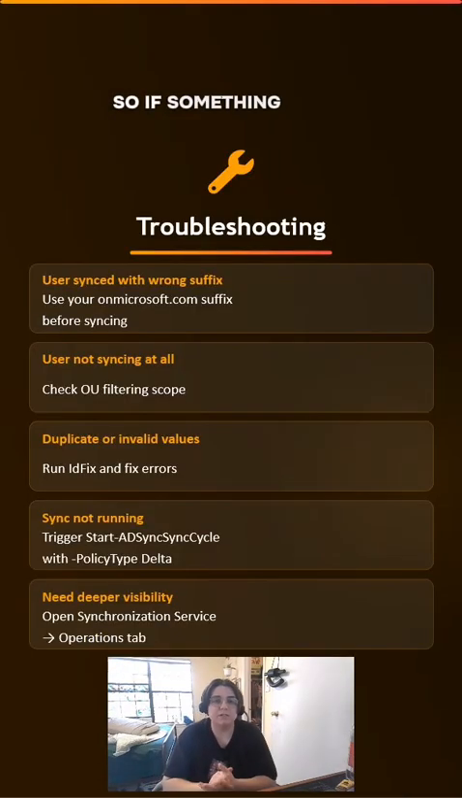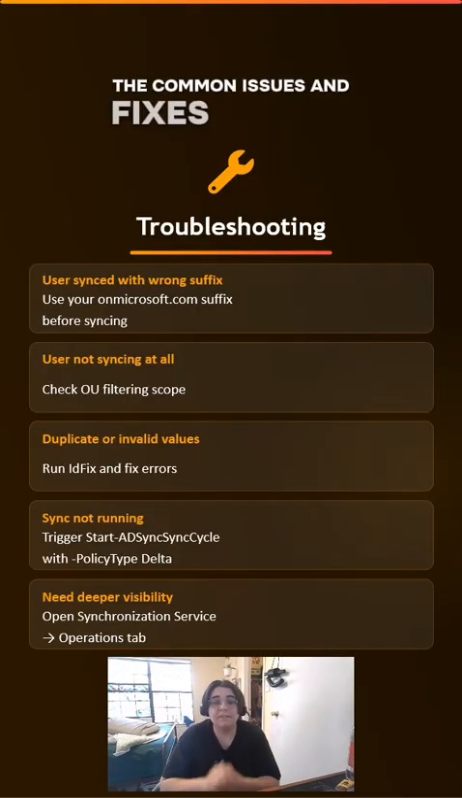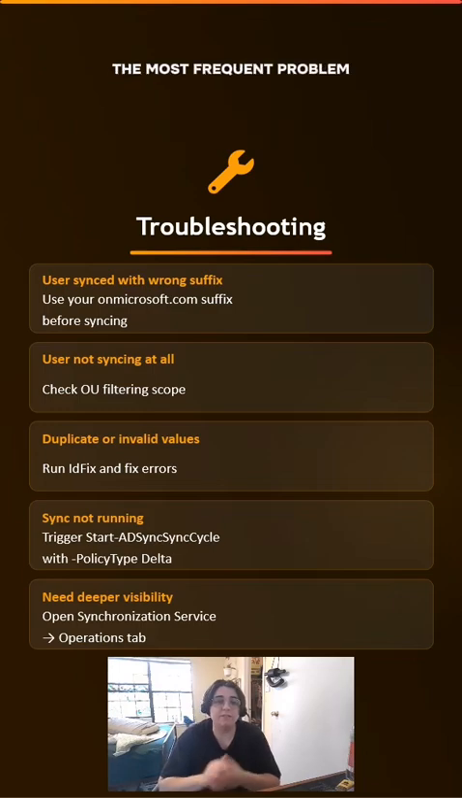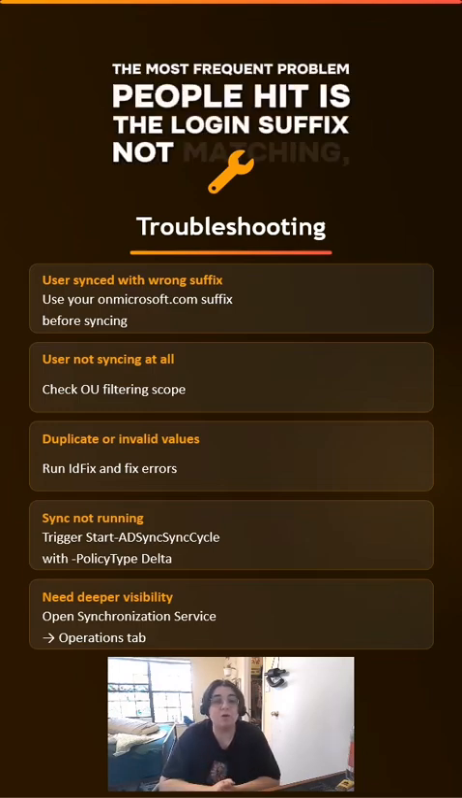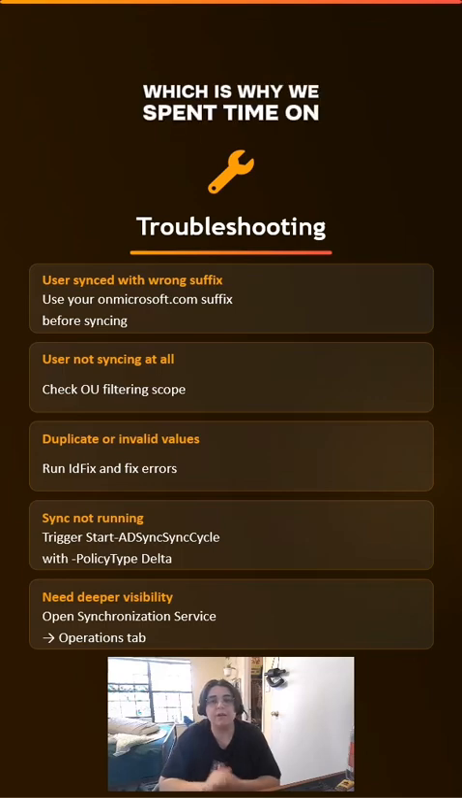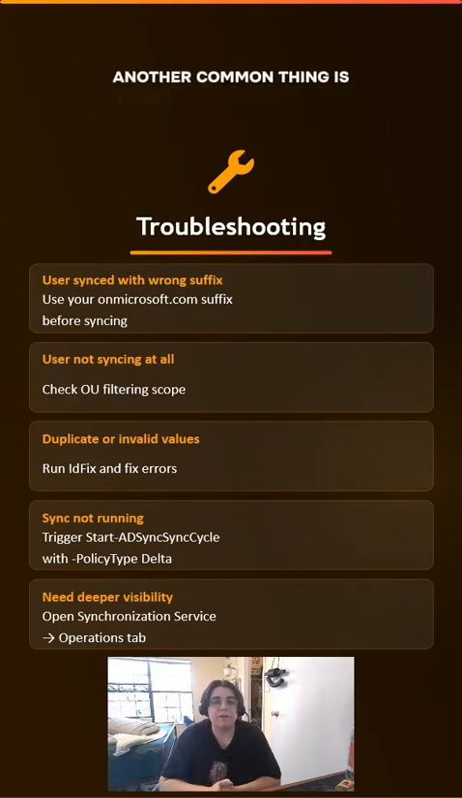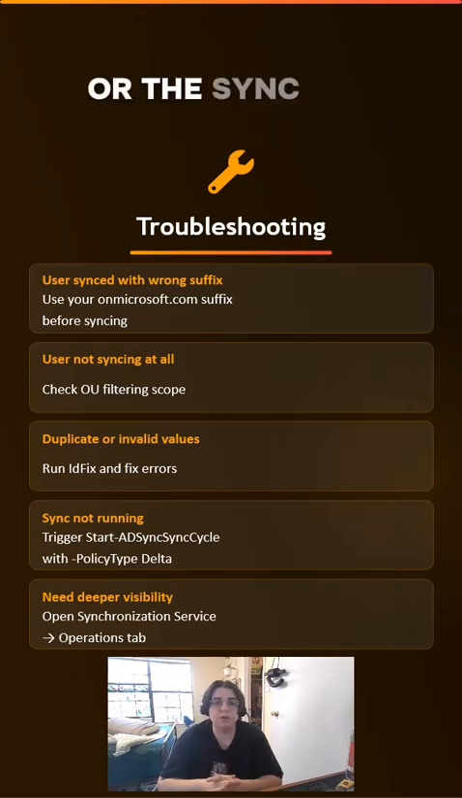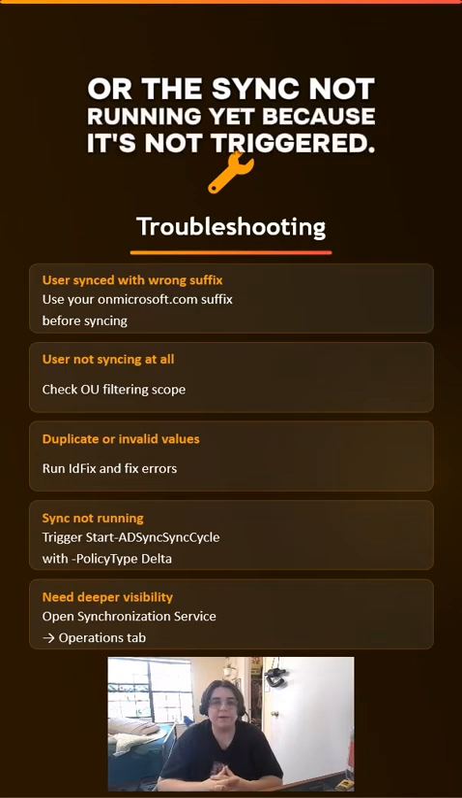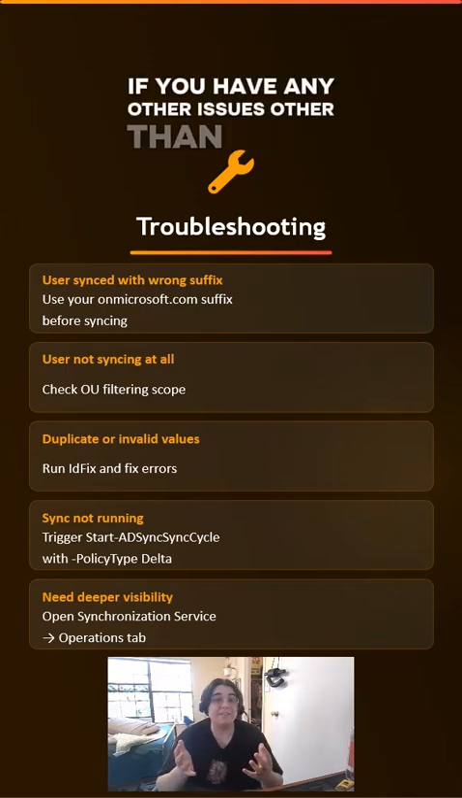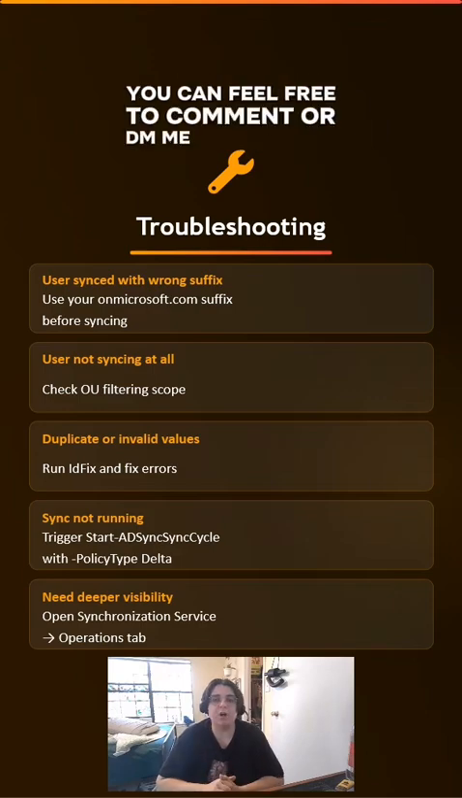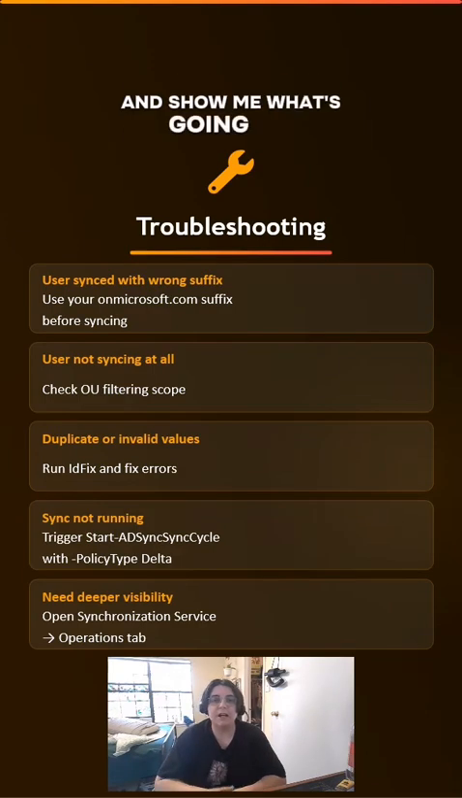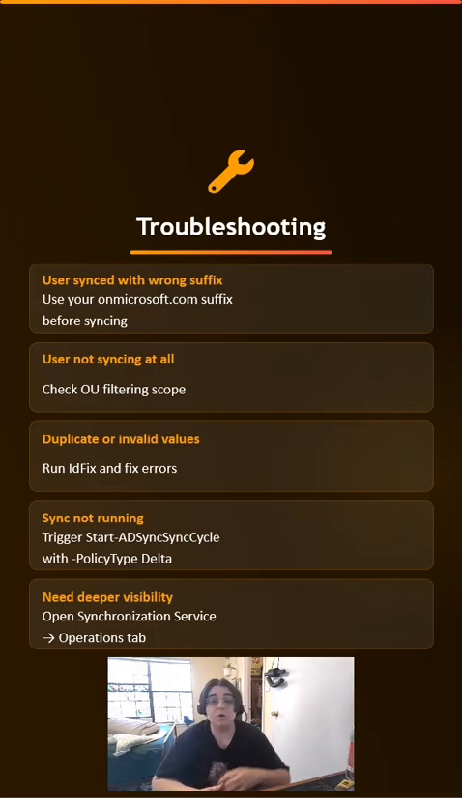So, if something didn't go right, the common issues and fixes are on this slide. The most frequent problem people hit is the login suffix not matching, which is why we spent time on that earlier. Another common thing is objects being outside the OU filter scope, or the sync not running yet because it's not triggered. If you have any other issues, feel free to comment or DM me directly and show me what's going on, and I can help you walk through it.